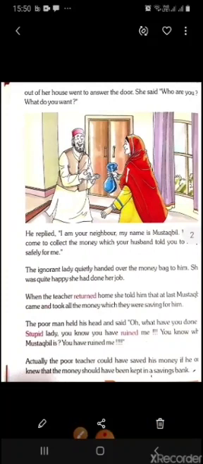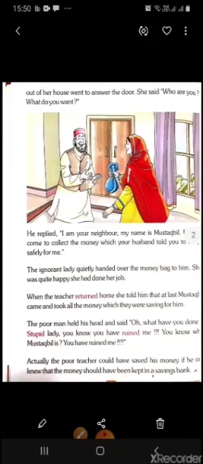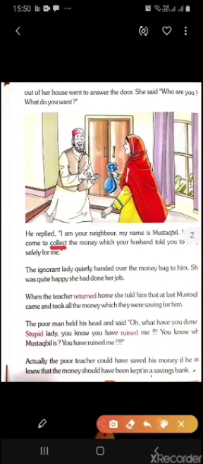Your next word is collect. And the last word in this paragraph is safely.